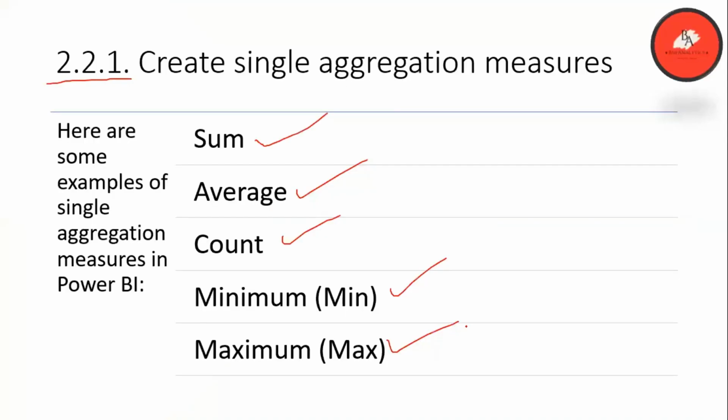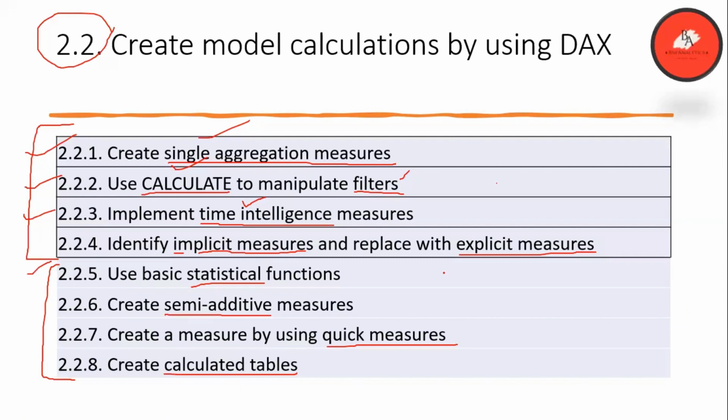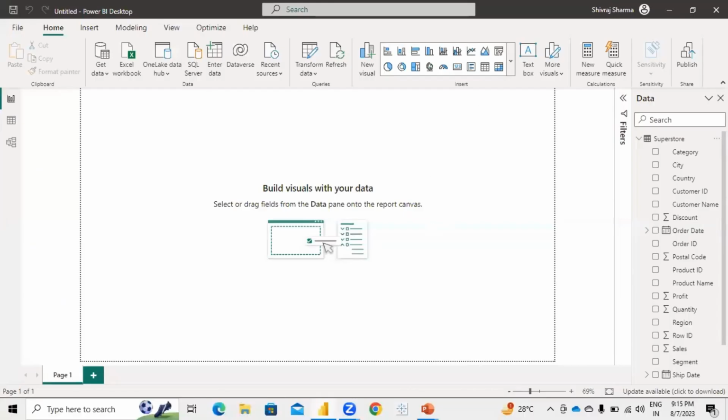We are talking a lot about the measure. This measure, this is again create single aggregation measure, then implement time intelligence measure, then again the implicit measures, explicit measures, then again semi-additive measures, quick measures. So what is this measure basically? The attributes that you have, category, city, country, customer ID, these are known as the measures.